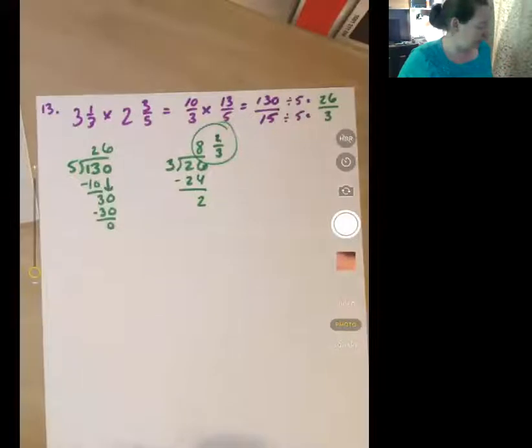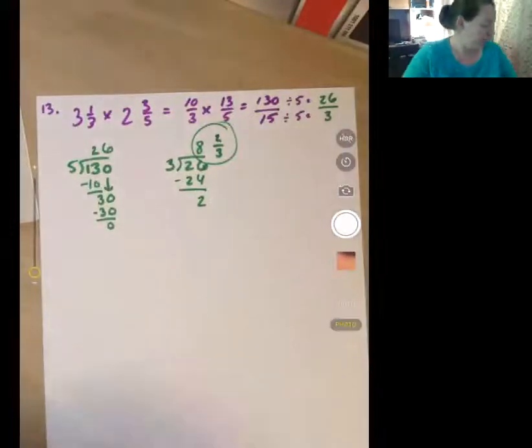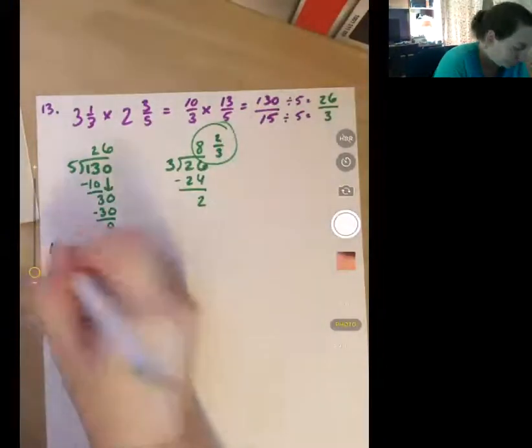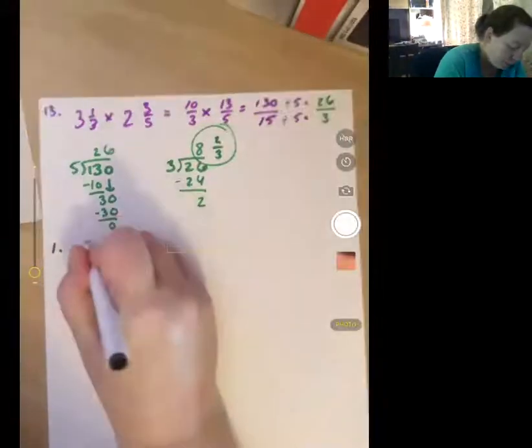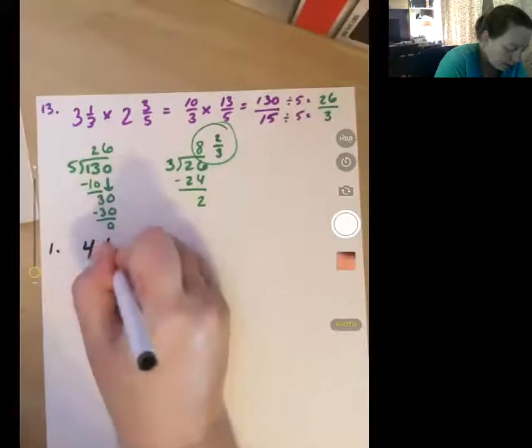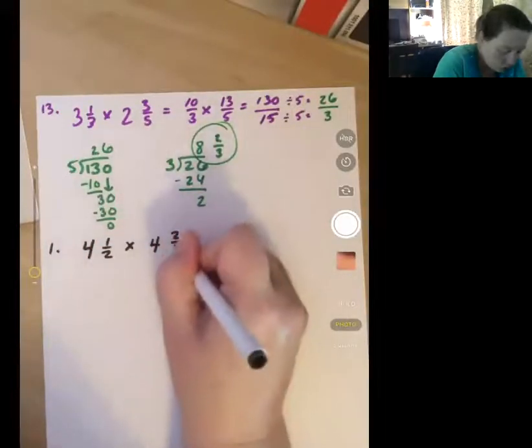On the other side, page 152, number 1. The vet has 2 puppies. The small puppy is 4.5 pounds. The large puppy is 4 2/3 times as much as the small puppy. How much does the large puppy weigh? So I have 4.5 times 4 2/3.